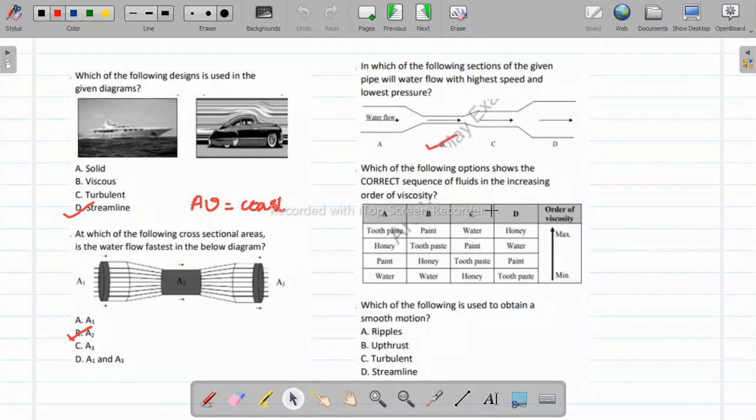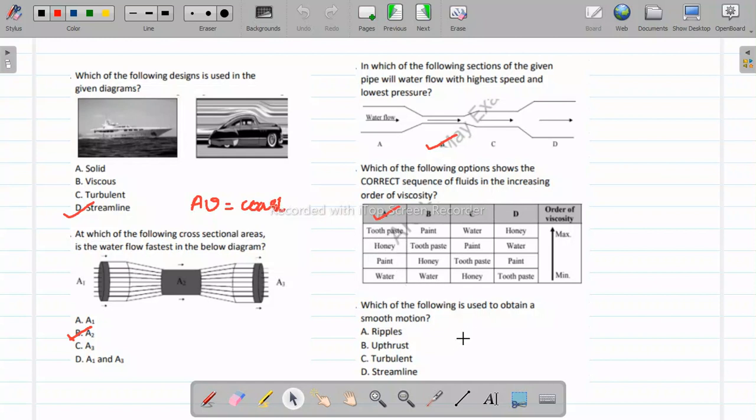Which of the following options shows the correct sequence of liquids in the increasing order of viscosity? It is obvious कि toothpaste और honey के मुकाबले में water is less viscous. हम कब कहते हैं किसी liquid की viscosity ज्यादा है? जब वो ज्यादा resistance show करे in its flow, right? So of course water is less viscous. It makes us exclude option C and D, and it makes us conclude that option A needs to be the correct option here because clearly honey is more viscous than paint.